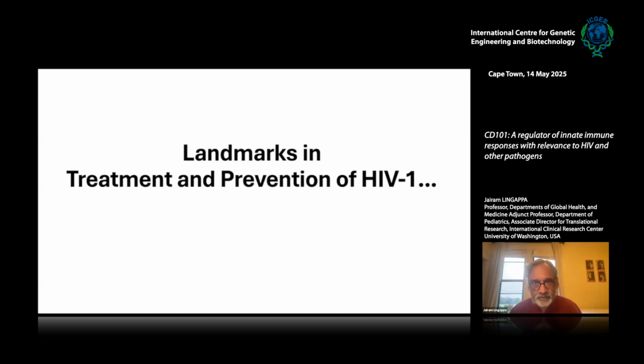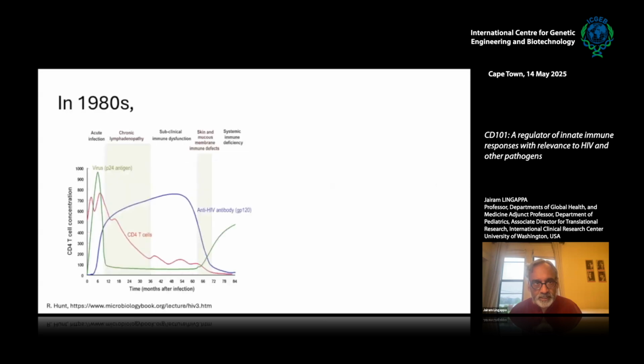landscape of HIV-1. Clearly, we started in the 1980s with HIV being essentially a death sentence. With the infection with HIV, we had nothing to intervene with. CD4 cells, T cells were hammered by the virus, and over the period of months to years, the degradation of the immune response led to the vast majority of people dying from the infection.